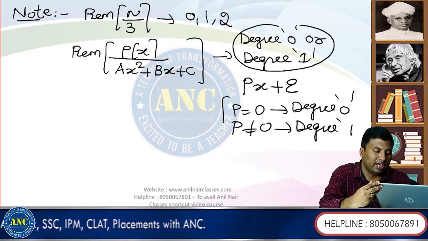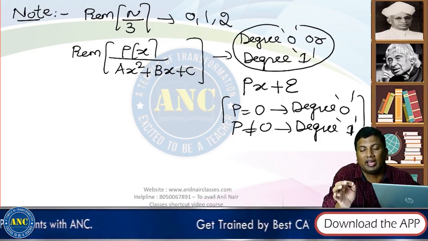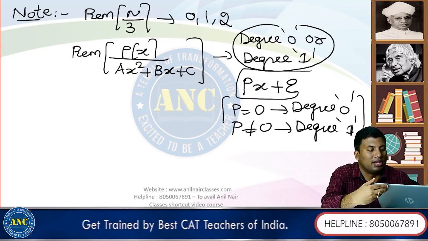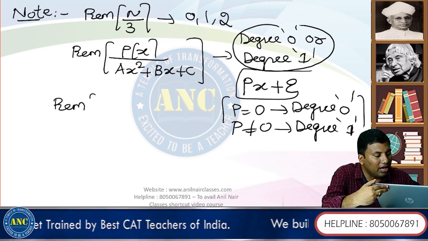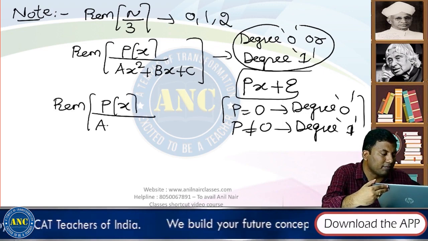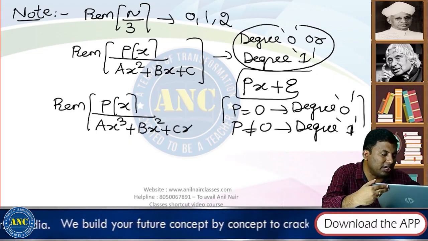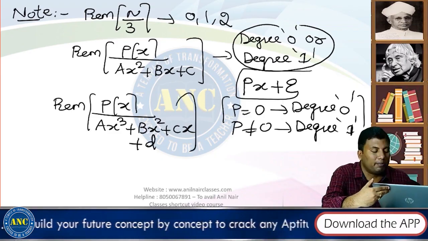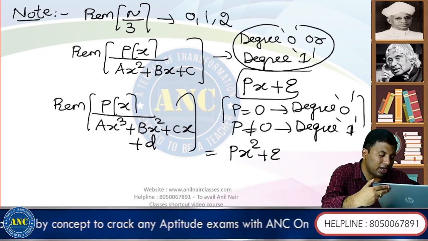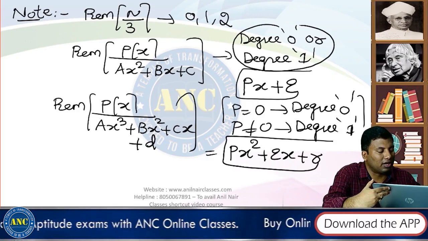I hope the idea is clear. Whenever a polynomial function is divided by a quadratic, the remainder will be of the form linear. Similarly, whenever a polynomial function is divided by a cubic, ax cube plus bx square plus cx plus d, the answer will be a quadratic: px square plus qx plus r.